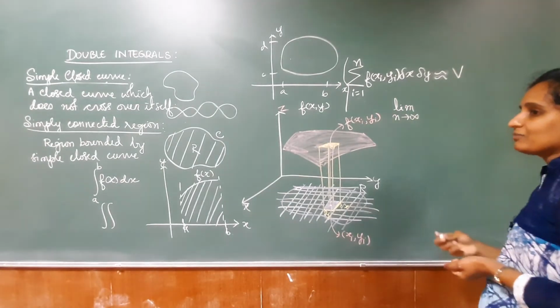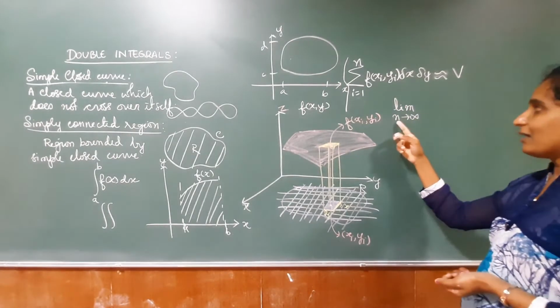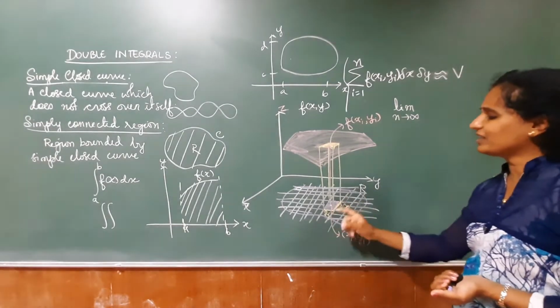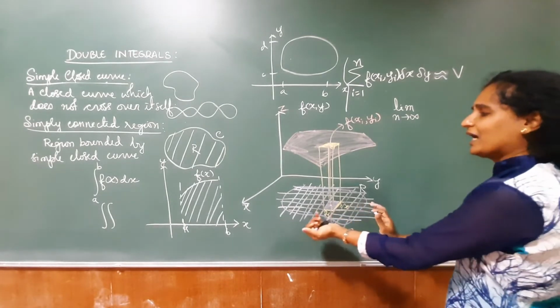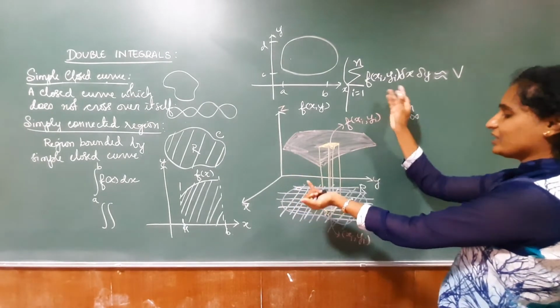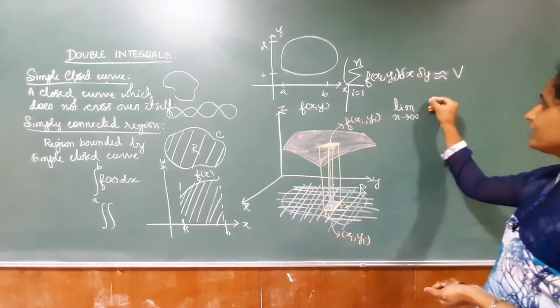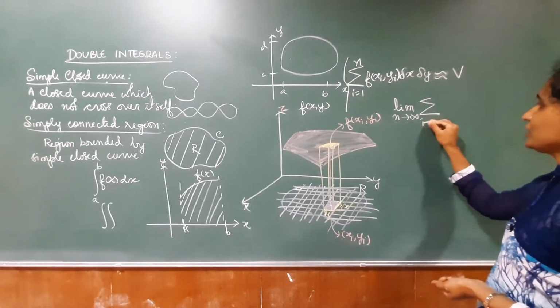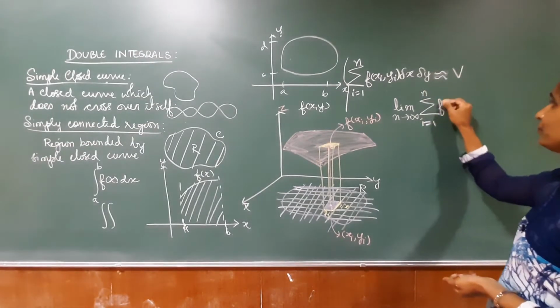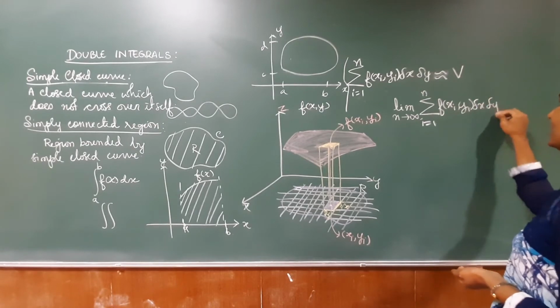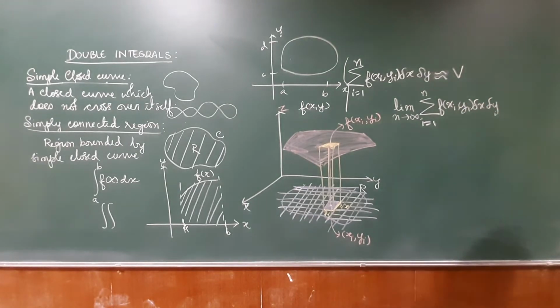As I go on increasing the rectangles, the number goes to infinity. Say 100, 200, 300, 400. I will be getting very small rectangles, so that after the summation I am getting exactly the volume of the solid. Therefore, limit n tending to infinity, summation i equals 1 to n of f of xi yi delta x delta y is going to give me exactly the volume of the solid.